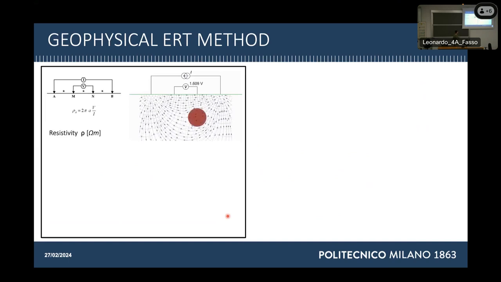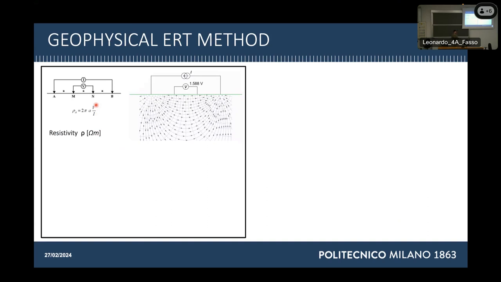Where in a very simple way, what we are doing with this kind of approach is to inject current inside the soil from two electrodes, stainless steel electrodes, and we are measuring the difference in potential. In this way, as you can see from the video on the right side, we can create with current these equipotential curves that are altered by the presence of conductive and resistive material. Basically, we are measuring the resistivity, so the opposite of conductivity. It's very useful in this case, why?